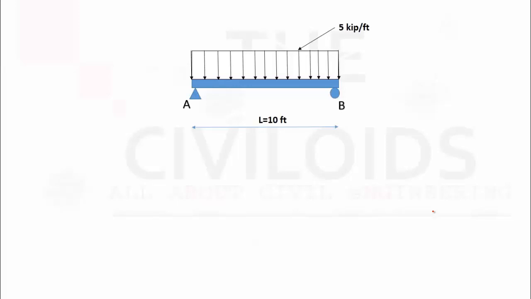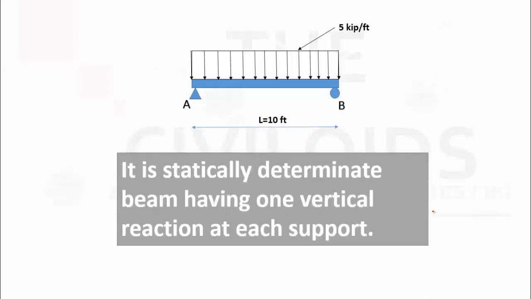This beam is supported by a hinge at support A and a roller at B. We can see that this is a statically determinate beam having only one vertical reaction at each support. These vertical reactions are represented by RA and RB respectively.